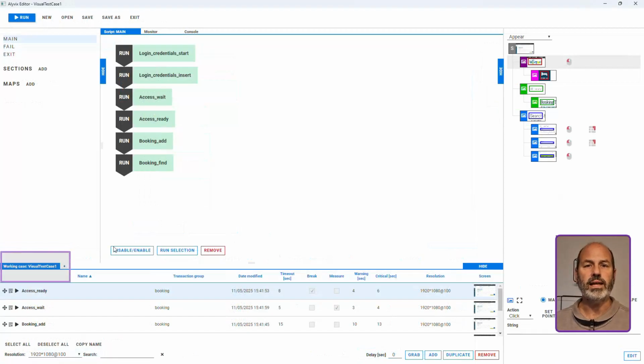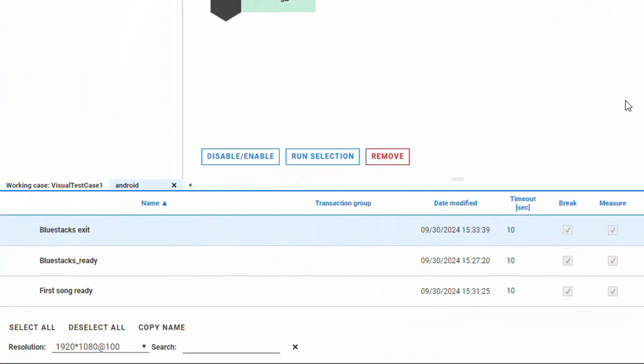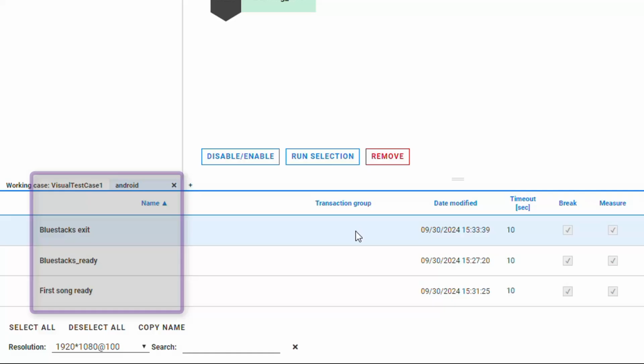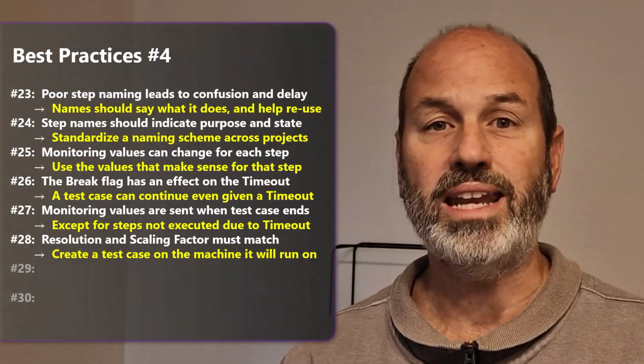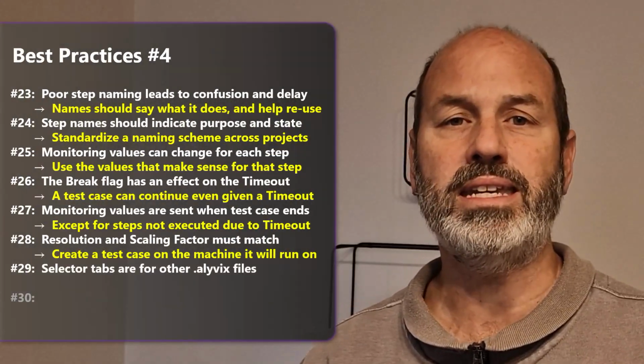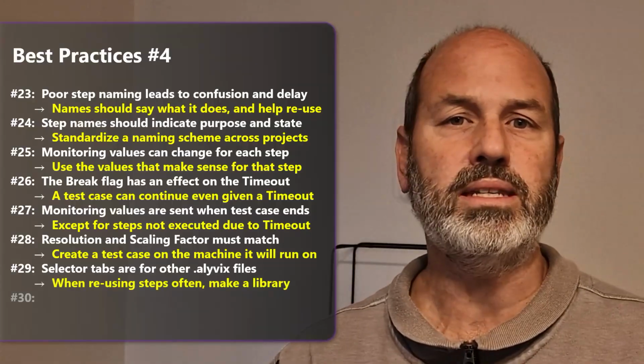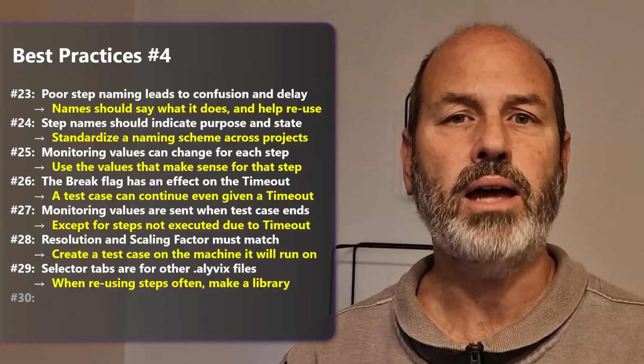At the top left of Selector is a blue tab with a plus sign to its right. The blue tab represents the .alyvix file you're currently editing. Using the plus sign, you can view the test case objects within a different Alyvix file. Switching to a new tab doesn't load the file so you can edit it, but instead treats it as a library where you can copy test case objects into your current test case. So if you find yourself repeating the same markup or using the same interface over and over, save time by adding those steps to a library file.